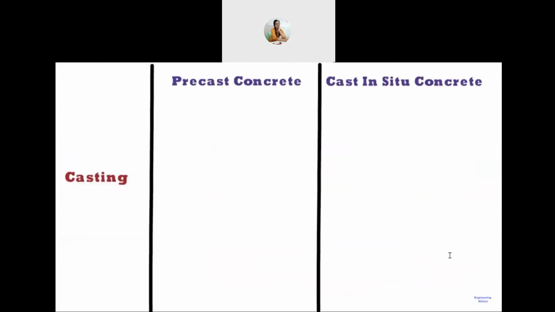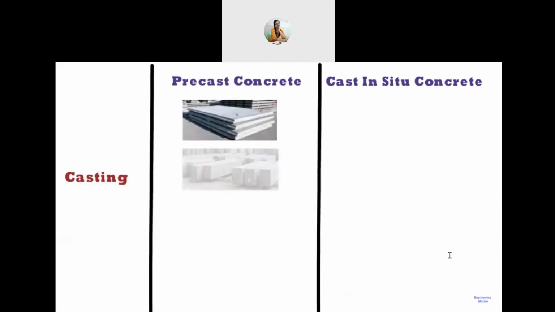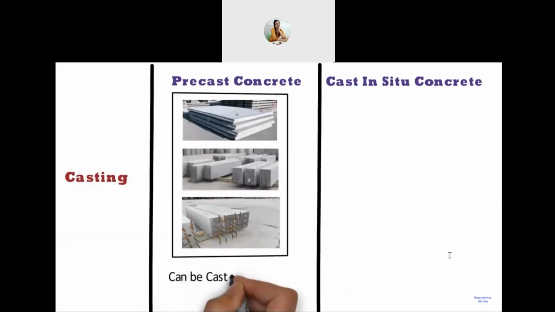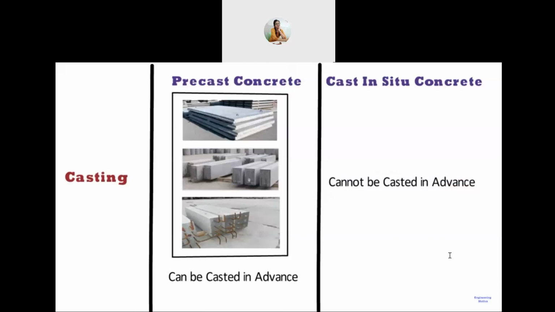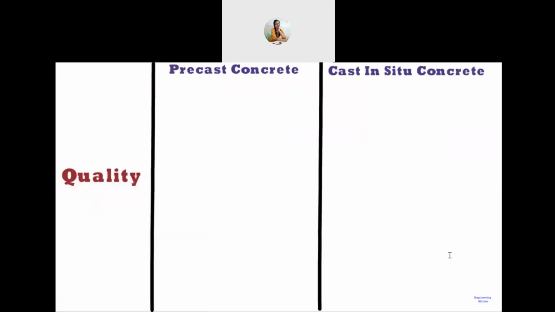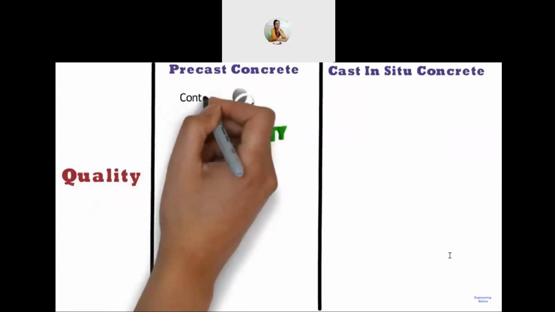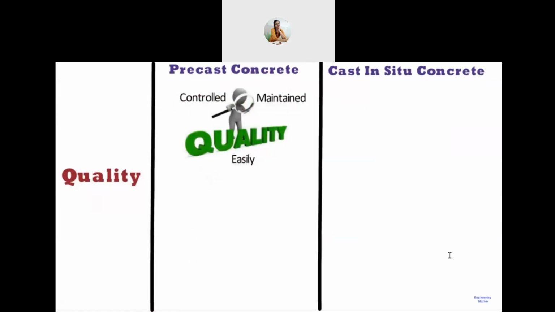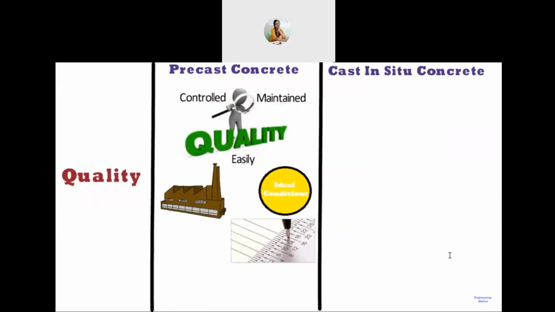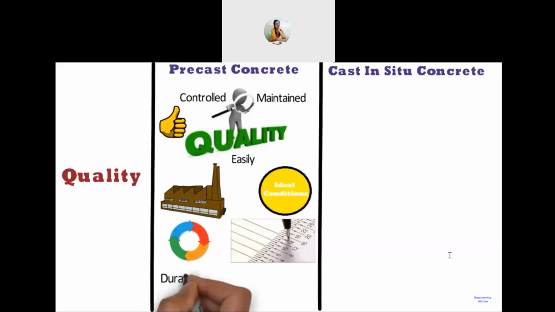Casting. In the precast concrete method, elements like slabs, beams, columns can be casted in advance, thus it saves time. Whereas in the cast in situ concrete method, elements cannot be casted in advance. Quality. In the case of precast concrete, quality can be controlled and maintained easily because precast concrete is made in a factory, hence ideal conditions and exact measurements can be maintained throughout the process. Precast concrete gives better quality than cast in situ concrete in terms of durability, stability and reliability.